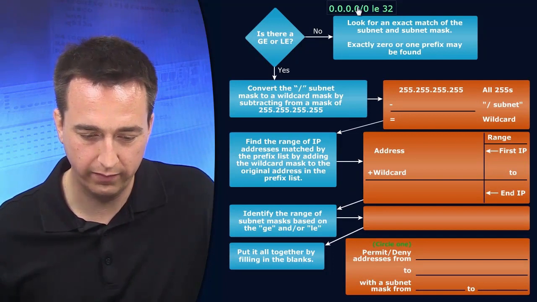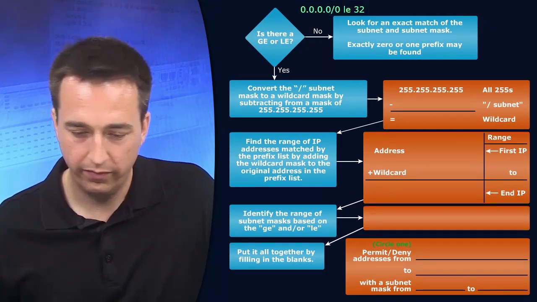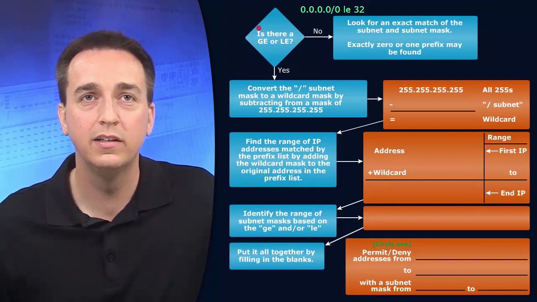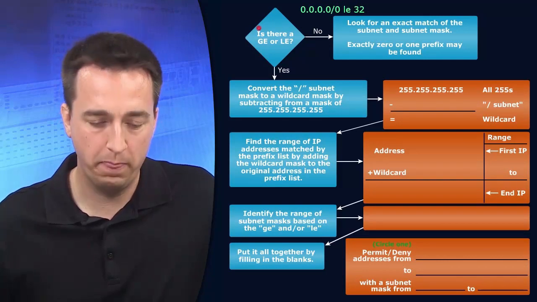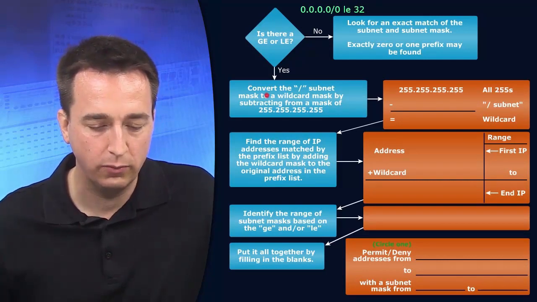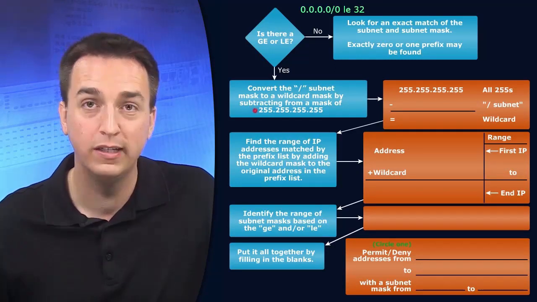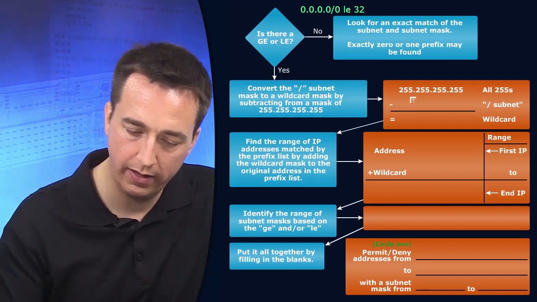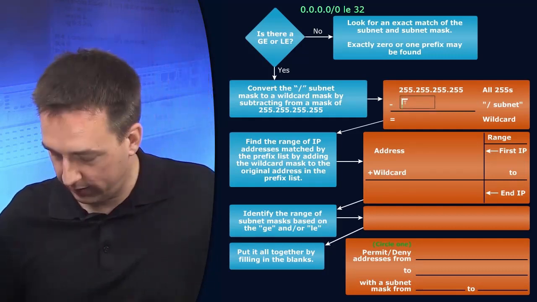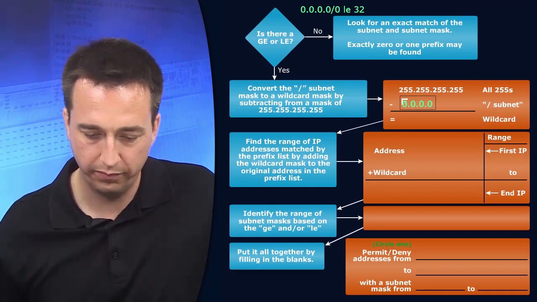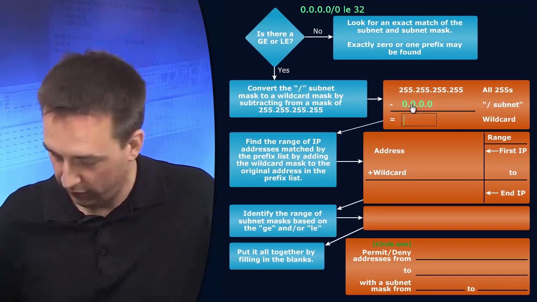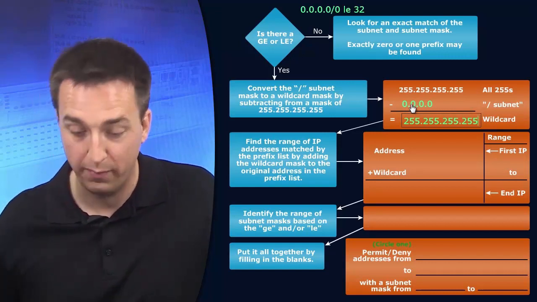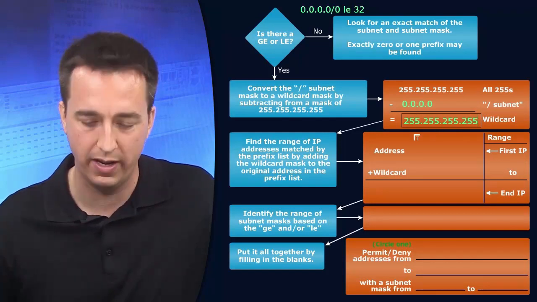Let's walk through it. Is there a GE or LE? Yes, there is. It says LE 32. Convert the slash subnet mask to a wildcard mask by subtracting from a mask of all 255s. Let's do it. Let's add that in there. What is the subnet mask? 0.0.0.0. Therefore, the wildcard mask is 255 minus 0, 255 minus 0, 255 minus 0, and 255 minus 0.